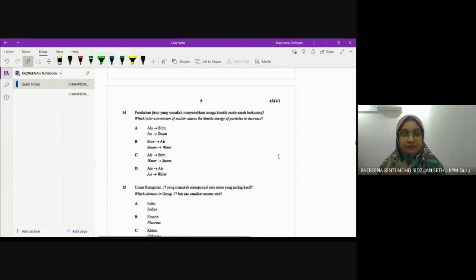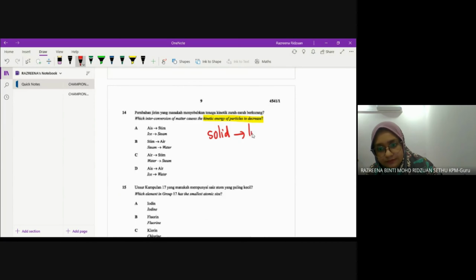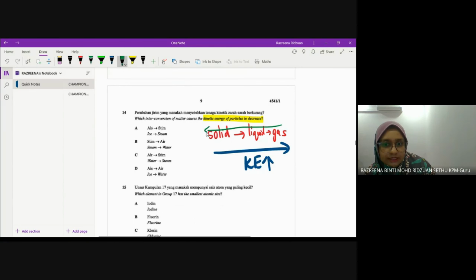Which interconversion of matter causes the kinetic energy of particles to decrease? Okay, let's look at this. Kinetic energy of particles to decrease. That means when they are in solid, they turn to a liquid, then they turn to gas. This way, kinetic energy increases. But if you go the other way around, the kinetic energy slowly decreases. So now, ice to steam. Ice is solid, steam is gas. So kinetic energy increases. Wrong.